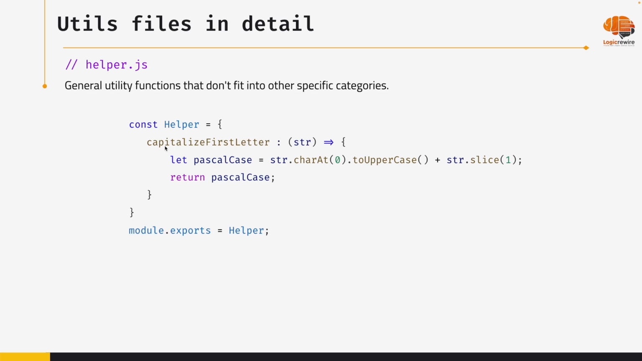Another is helper. Helper is nothing but, let's suppose, now see, some name I want to convert to capital first letter, so Pascal case, something I'm trying to do. Some logic I have written here, like first letter to uppercase and then sliced from one to last. This can be useful in multiple places, so we write such functions and call them in those files and folders.